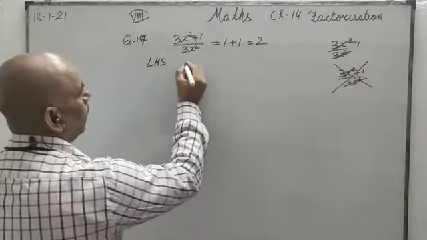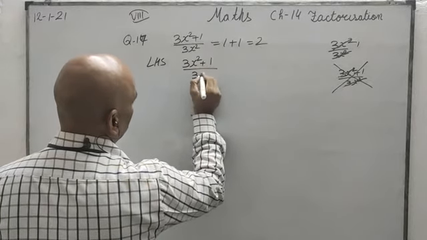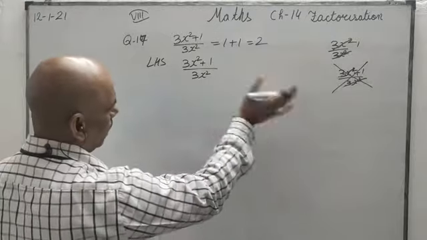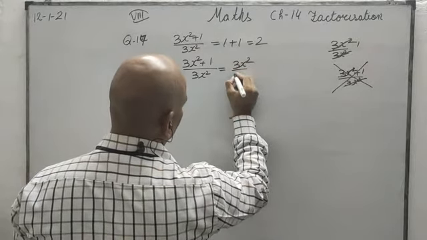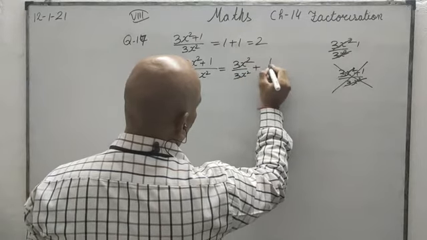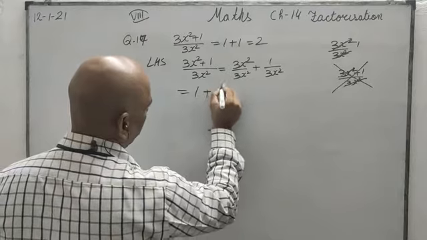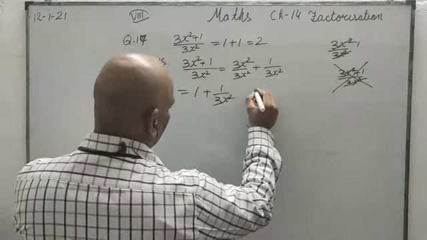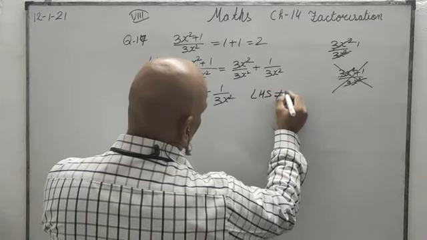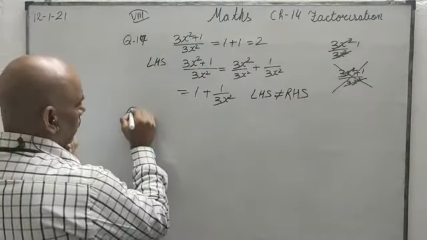So what will we do then? The only thing possible with this statement is that this 3x square can go separately with both of them. Separately कैसे? 3x square के पास भी चला जाएगा और 1 के पास भी चला जाएगा. So we will get 1 plus 1 upon 3x square. 2 नहीं आएगा इसका आंसर. That is why LHS will not be equals to RHS. ये RHS के इक्वल नहीं होगा.